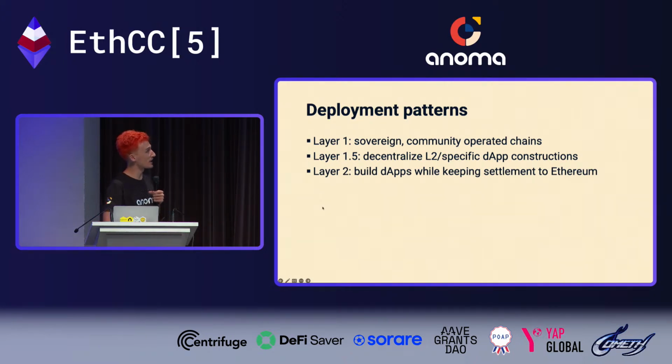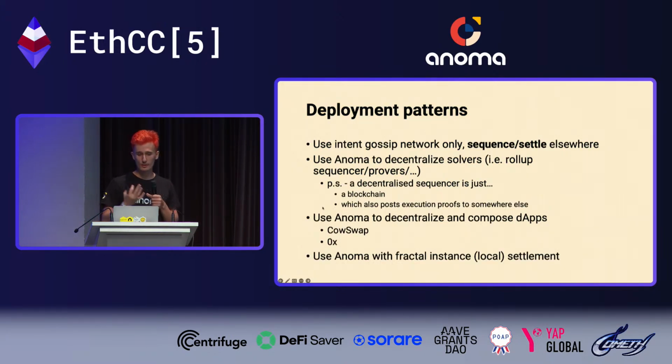Or you can deploy this as an L2, where everything gets settled in the end to Ethereum. So the first case is sort of where you only do intent gossip, but sequence and settle elsewhere. Or the second one is where you use it to decentralize solvers and sequencers. And the third one really is where you use it to decentralize specific applications without losing composability.